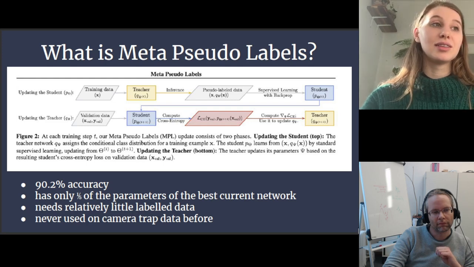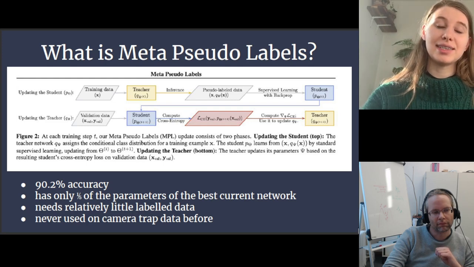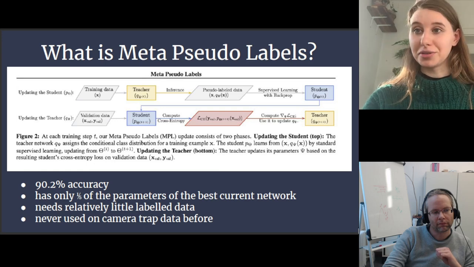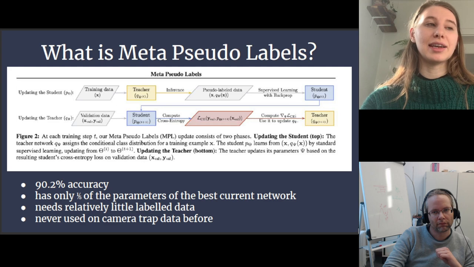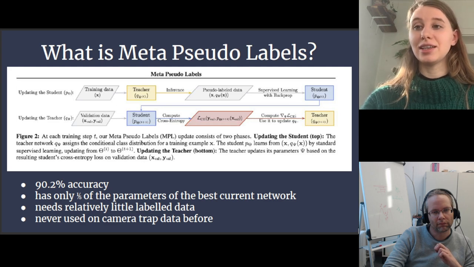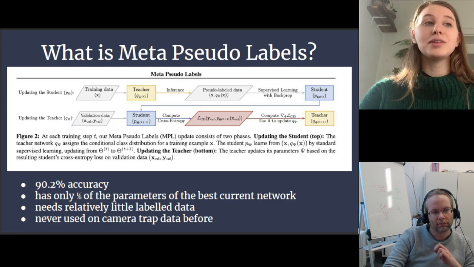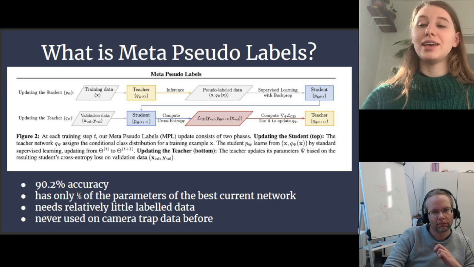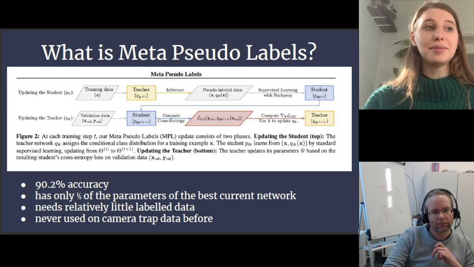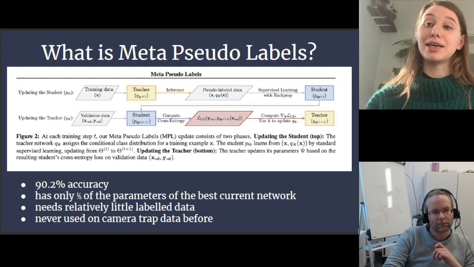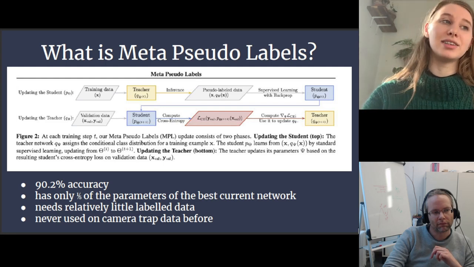So this pseudo label data is then used to teach a student model. This is a different model, independent of the teacher model, and it's not trained on the labeled data that I have labeled, but only on the data that the computer has labeled, so the pseudo labels. And then the student learns, and it takes a little test on the validation data.